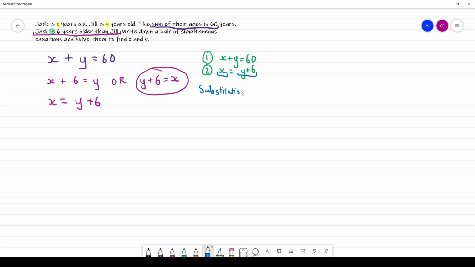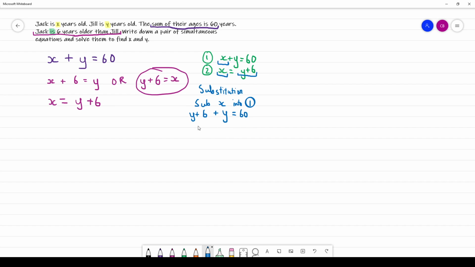Substitution. Excellent. So let's sub X into equation 1. Where'd my 1 go? There it is. So instead of writing this X up here, I replace it. I substitute what X is equal to. So instead of writing X plus Y equals 60, I substitute Y plus 6. I replace the X with Y plus 6. Everything else stays the same.